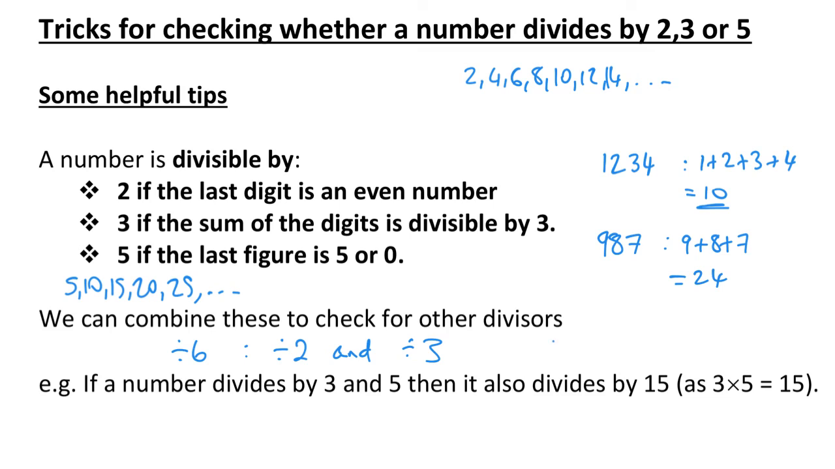But 984, that would be divisible by 6 because it's an even number. So it has that fact that it's divisible by 2. And whenever you add the digits together, you get 21. So that means it's going to be divisible by 3. So because it's divisible by 2 and 3, that means it's divisible by 6. And again, if a number divides by 3 and 5, then it's also going to be divisible by 15.